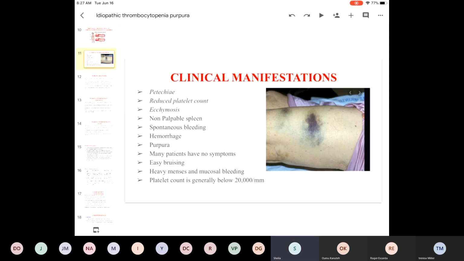Clinical manifestations, that's the signs: petechiae, reduced platelet counts, ecchymosis, non-palpable spleen, spontaneous bleeding, hemorrhage, purpura. Many patients have no symptoms. Easy bruising, heavy menses, and mucosal bleeding, and platelet count is generally below 20,000 per microliter.